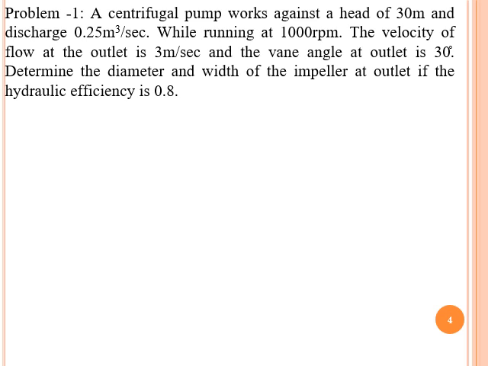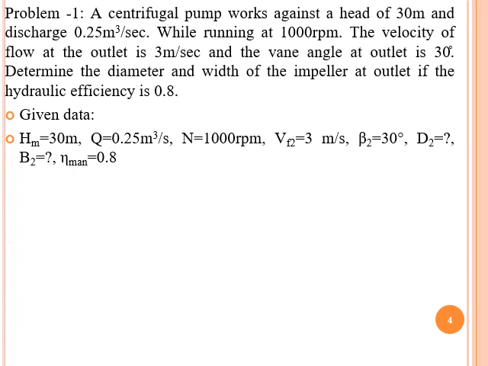That means VF2, where 2 denotes outlet, that is exit, VF2 is equal to 3 meter per second, and the vane angle or blade angle at outlet, beta 2, is equal to 30 degree. With this given data, calculate the diameter as well as the width of the impeller at outlet if the hydraulic efficiency is 80% or 0.8.